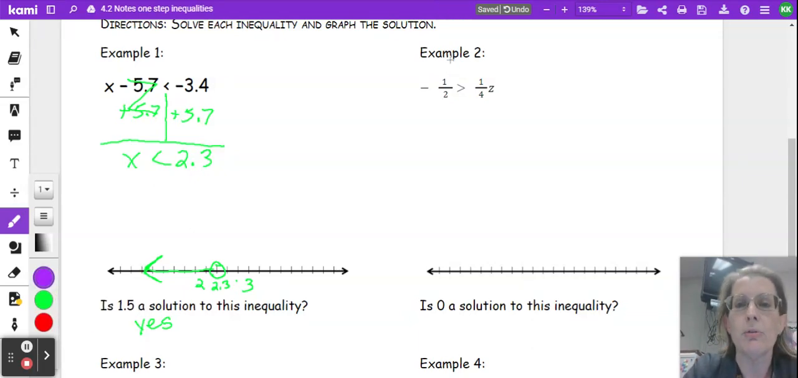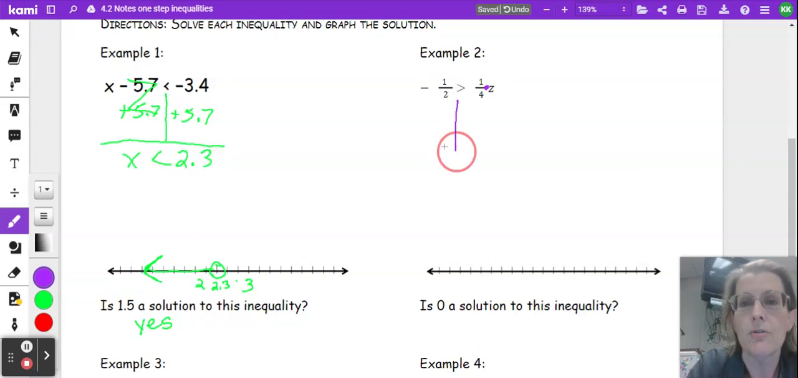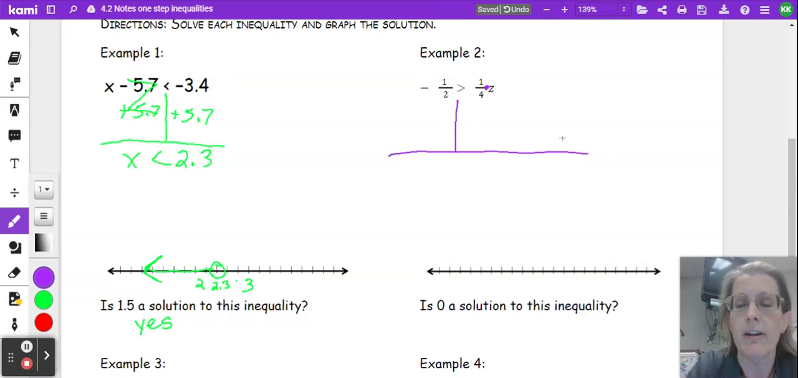Now we're going to talk about example 2. I have negative 1/2 is greater than 1/4 z. Remember, I recommend anytime that you have a coefficient like this, that you remember that that is a multiplication between the number and the variable. So do put your dot in there. Draw your line at the inequality sign. Find your variable, which was z. Decide how to cancel it out. That is multiplied by 1/4. So I'm going to divide both sides by 1/4.